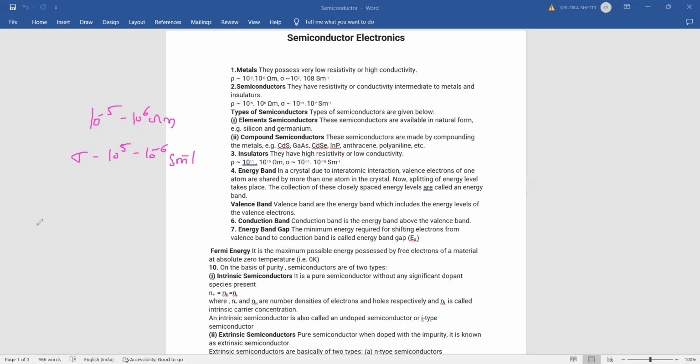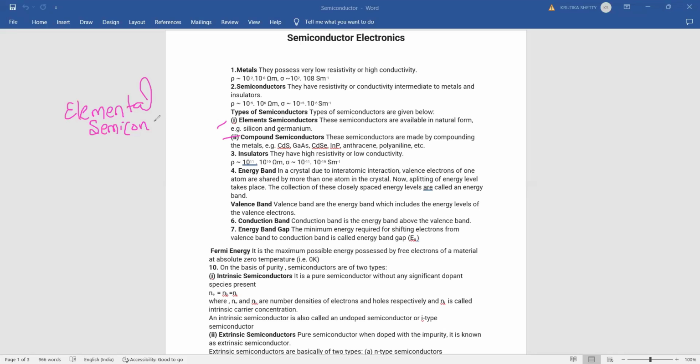Now you can see the different types of semiconductors. Basically we can divide the semiconductors into three types: the elemental semiconductor, the compound semiconductors, and one more, called the organic semiconductor. For our study we have only elemental semiconductors and compound semiconductors. What are the elemental semiconductors? These semiconductors are available in natural form. The naturally existing semiconductors are called elemental semiconductors.